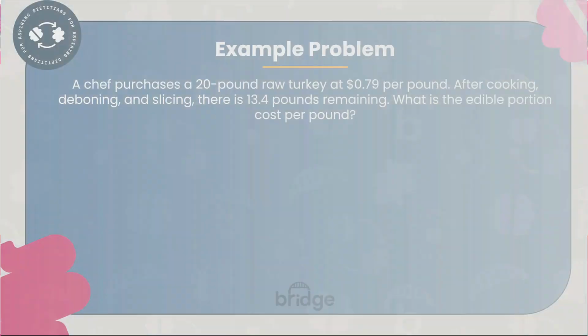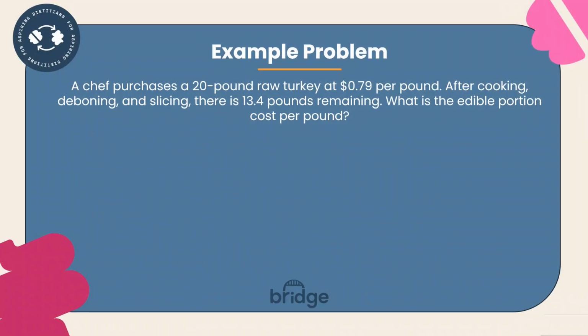So with that, we're going to try one last example problem together. In this problem, we're told that we have a chef who buys 20 pounds of raw turkey, and that turkey costs him 79 cents per pound. So that's at the grocery store, or in the ordering for the restaurants. These are the as-purchased amounts. After cooking, deboning and slicing, we're left with only 13.4 pounds remaining, so we lost quite a bit in our processing, and we're trying to figure out the edible portion cost per pound.